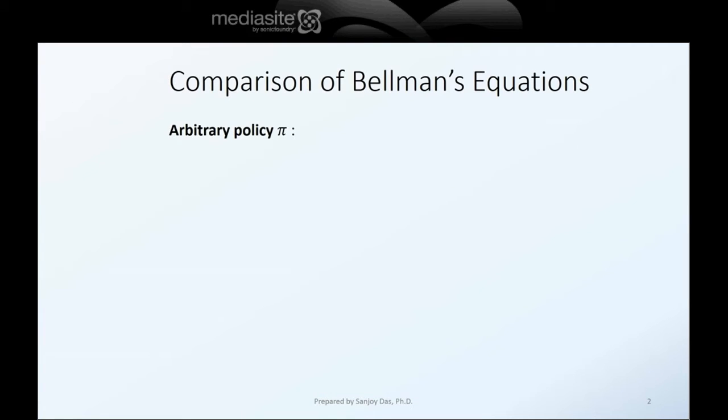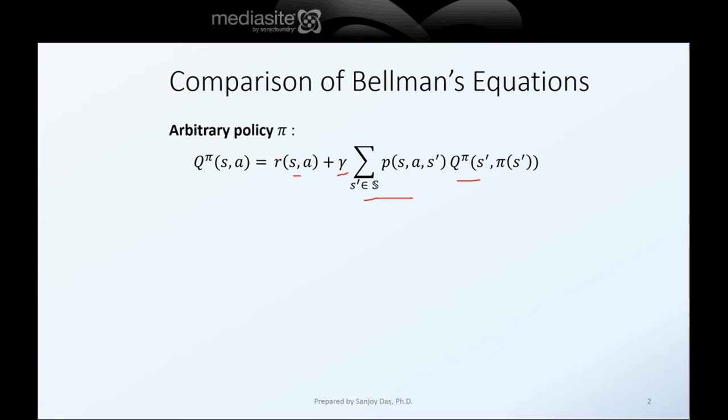We begin with Bellman's equations again. For any arbitrary policy, pi, the Bellman's equations for the Q values are given by Q pi (S, A) equals reward R(S, A) plus discount times expected value of the future Q pi (S', pi).